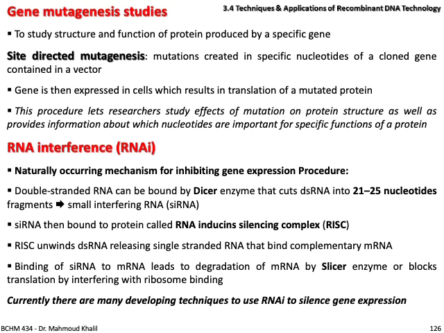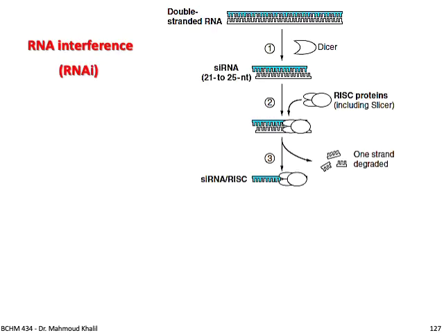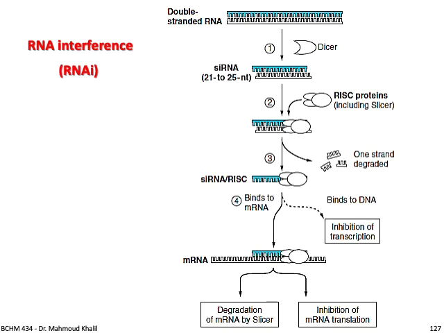Currently, there are many developing techniques to use RNA to silence gene expression. This figure summarizes how RNAi works. You have a double-stranded RNA, and with the aid of the dicer, the dicer will break this long double-stranded RNA into short ones. Then the RISC will melt this RNA into small fragments called siRNAs. This siRNA will bind complementary to the messenger RNA of interest that you want to knock down or down-regulate. So it will either degrade the messenger RNA, or inhibit it by interfering with the binding of the ribosome to the messenger RNA.